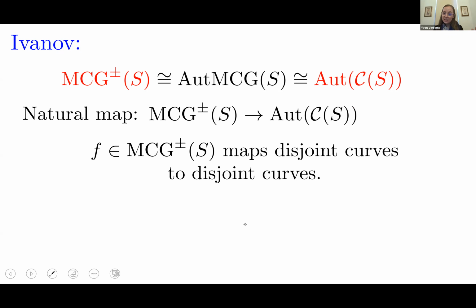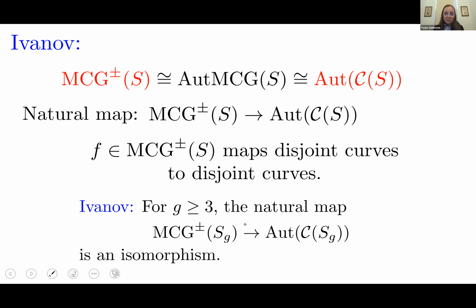So there's a really nice natural map from the extended mapping class group of the surface to the automorphism group of the curve graph. So in particular, if I pick an element of the mapping class group, this is a homeomorphism of the surface. And something we know about homeomorphisms of surfaces is that they're going to map disjoint curves to disjoint curves. So since the edges in the curve graph correspond to disjointness, when we apply a homeomorphism to the graph, it's going to induce an automorphism of the curve graph because it corresponds to preserving disjointness.